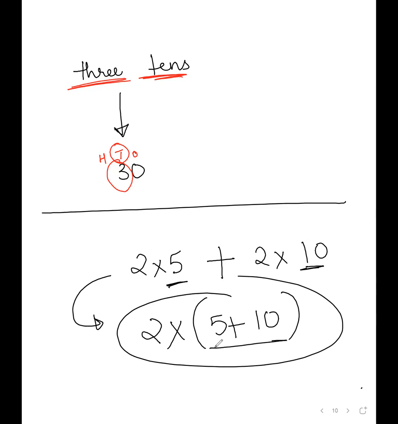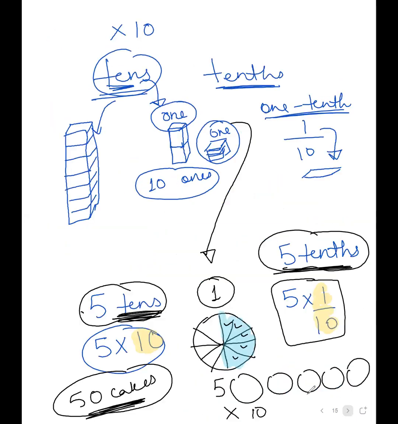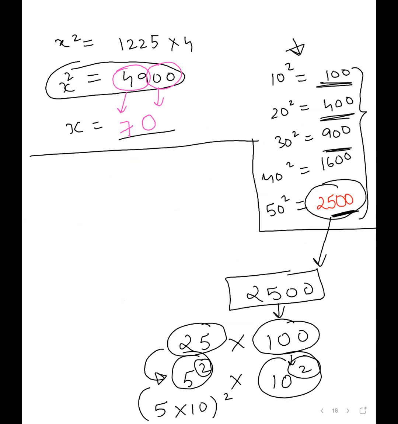Now you may ask, how did we get 5 plus 10? How did we get it? We took 2 as common. Right? Yeah. Here also we did the same thing. We took the square as common. Okay, I understand. Good. Shall we move ahead?